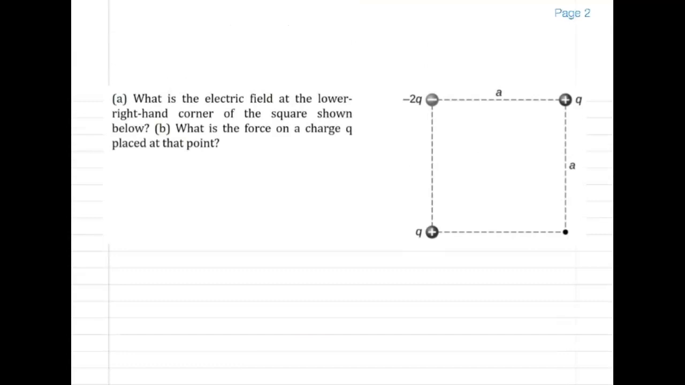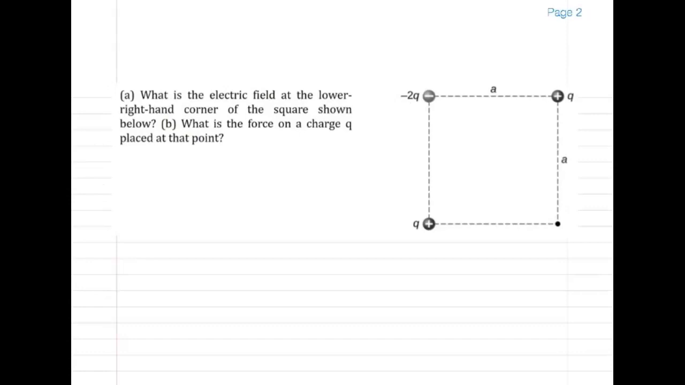Okay, so let's get started. We will do part A, which is to find the electric field. Now everything is in terms of variables, so there are no numbers. So the best thing is to first label these charges. So why don't I call this one, this two, and then this three. Okay, so let's focus on one.